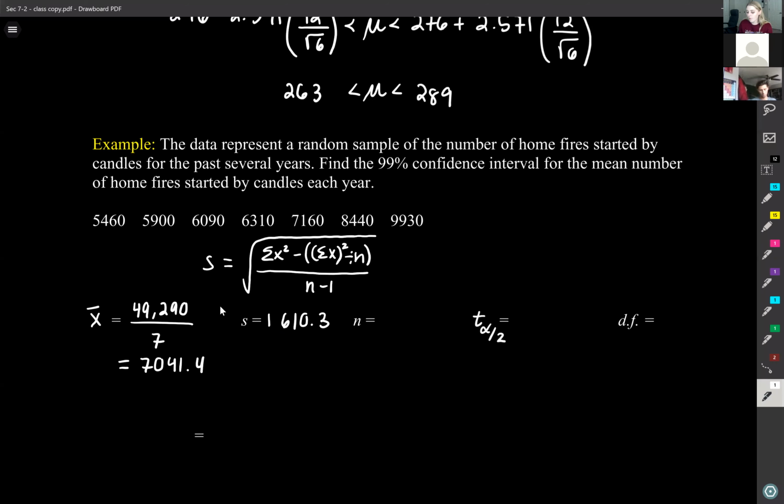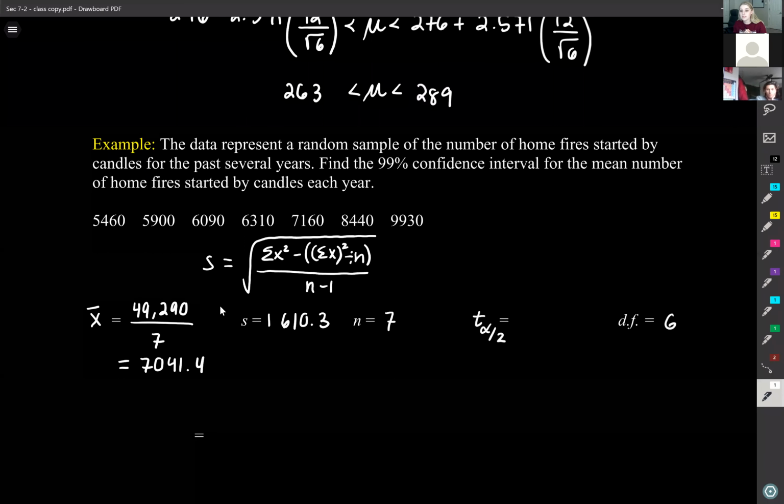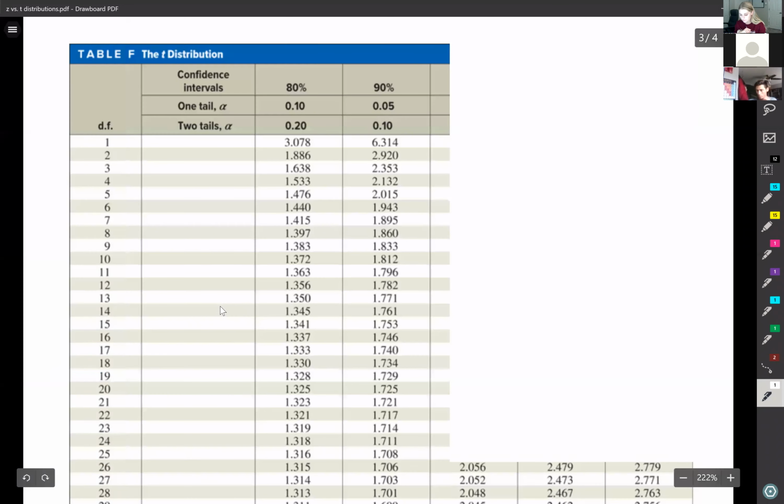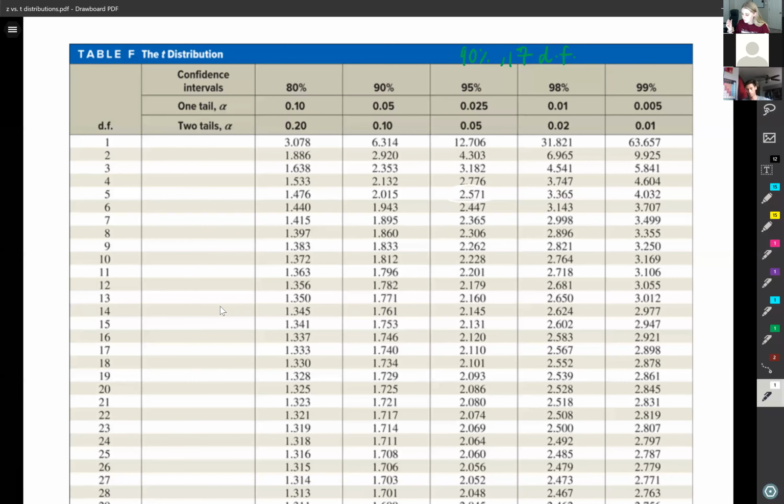Okay, well, our n is just our number of points, and we have 7 of those. And then our degrees of freedom is 1 less than the number of points, so it's just 6. And then we need to turn to our chart to find this t sub alpha over 2 value. We want a 99% confidence interval, so let's use that and the 6 degrees of freedom and go find that value. Okay, let's see. 6 degrees of freedom. So we want 3.707.